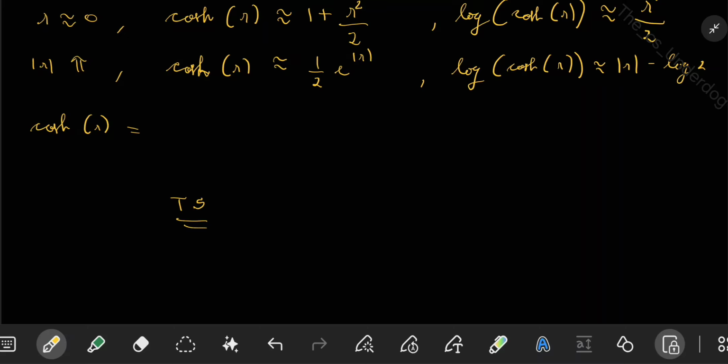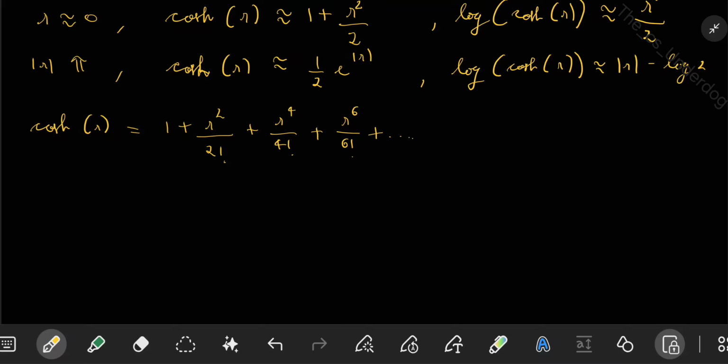For now, just keep in mind there is something called Taylor series, which is used for approximating these sort of mathematical functions. Okay, so cosh of r, using Taylor series, we can write it as 1 plus r square by 2 factorial plus r power 4 by 4 factorial plus r power 6 by 6 factorial plus so and so.